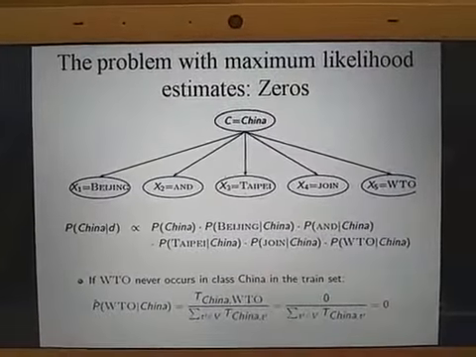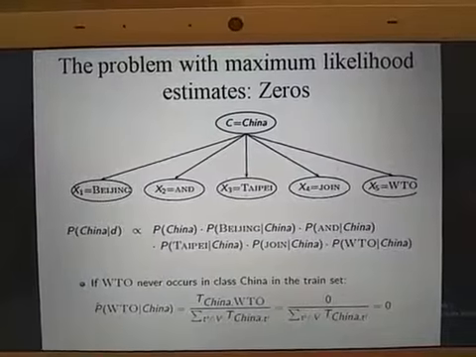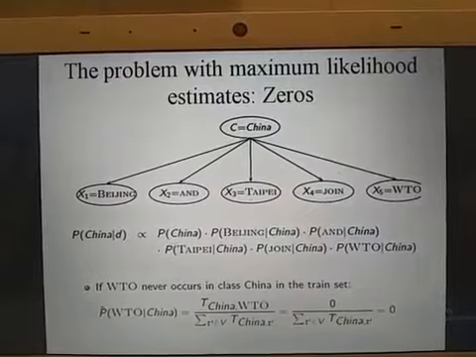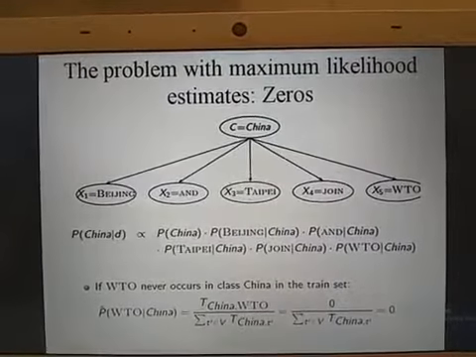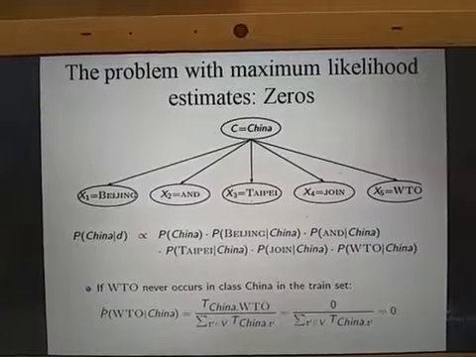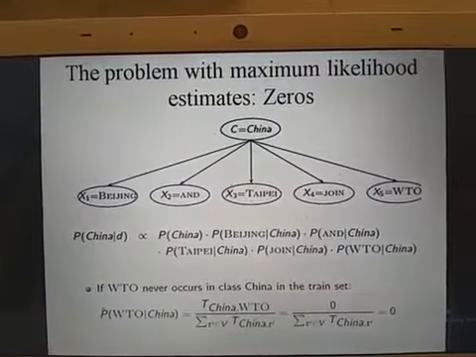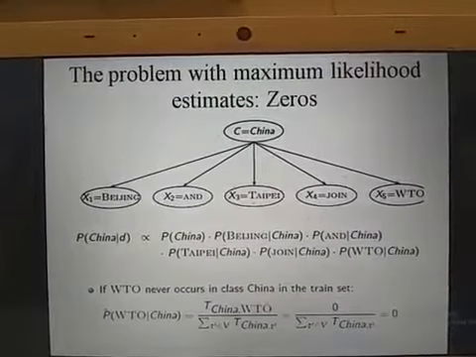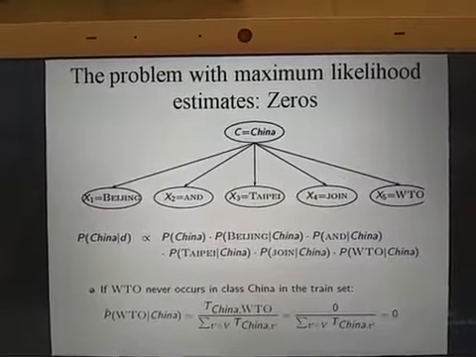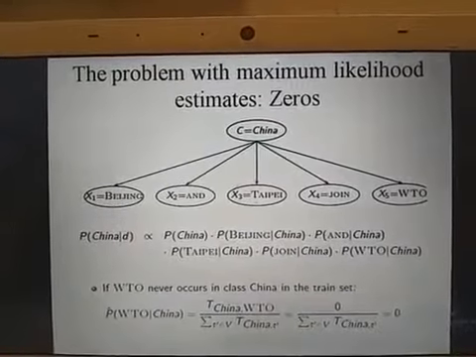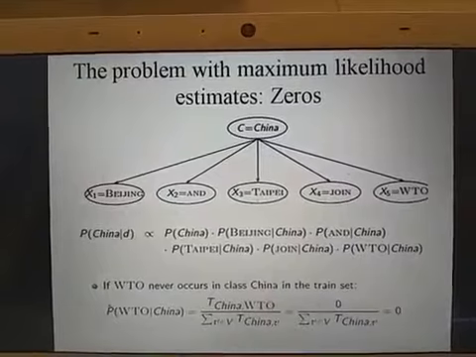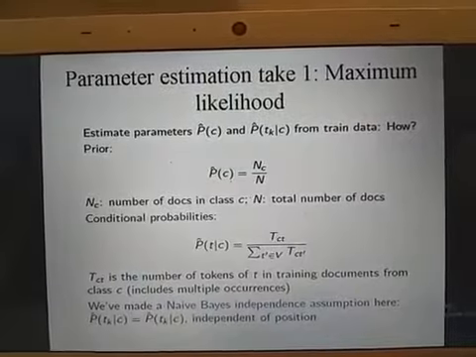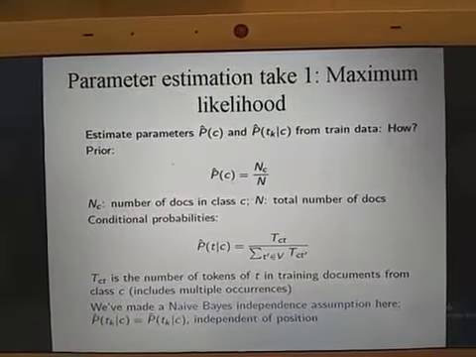That means the maximum likelihood estimate where we are getting zeros. For example, if there is a class China, and different documents contain terms like Beijing, Taipei, joint and WTO. Suppose we are calculating for WTO, which never occurs in class China in the training set data. Then we are calculating P of term with respect to that class, this is the expression.